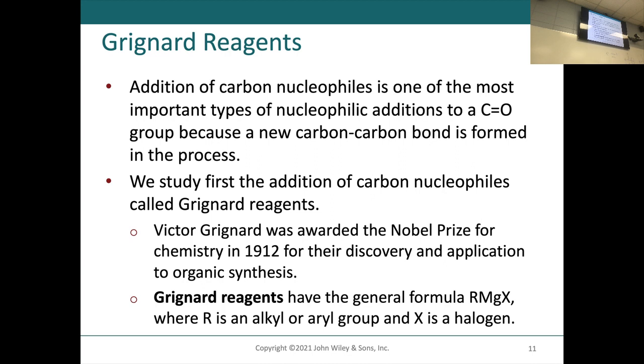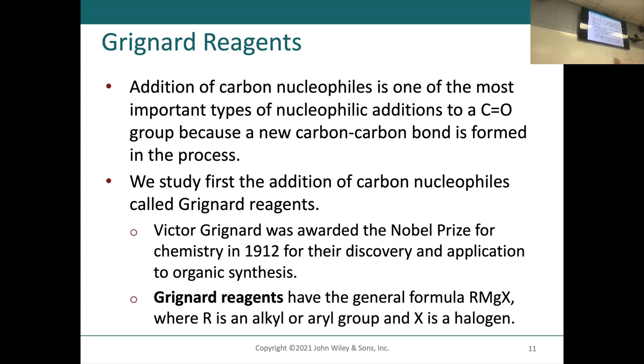What is Mg on the periodic table? Magnesium. This has a carbon-metal bond. These are called organometallic reagents. This is kind of cool. We're no longer talking about carbon being bound to carbon. We're talking about carbon being bound to a metal.